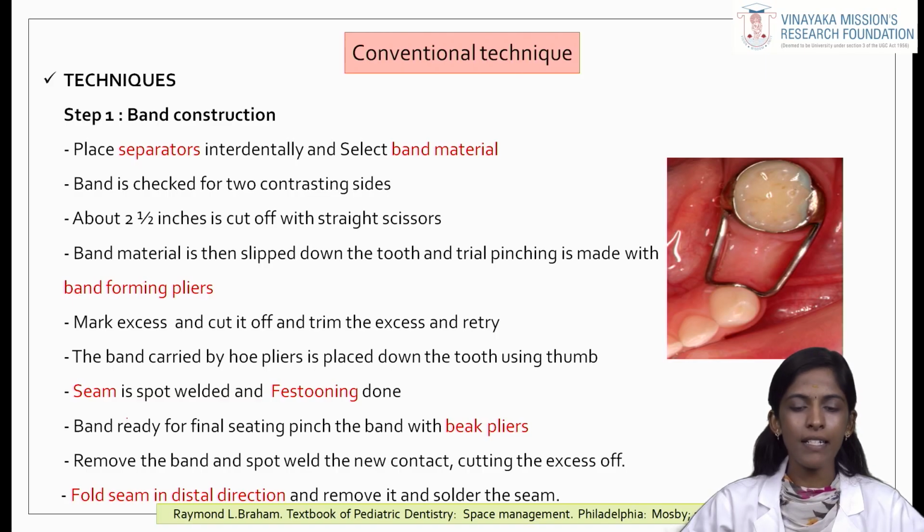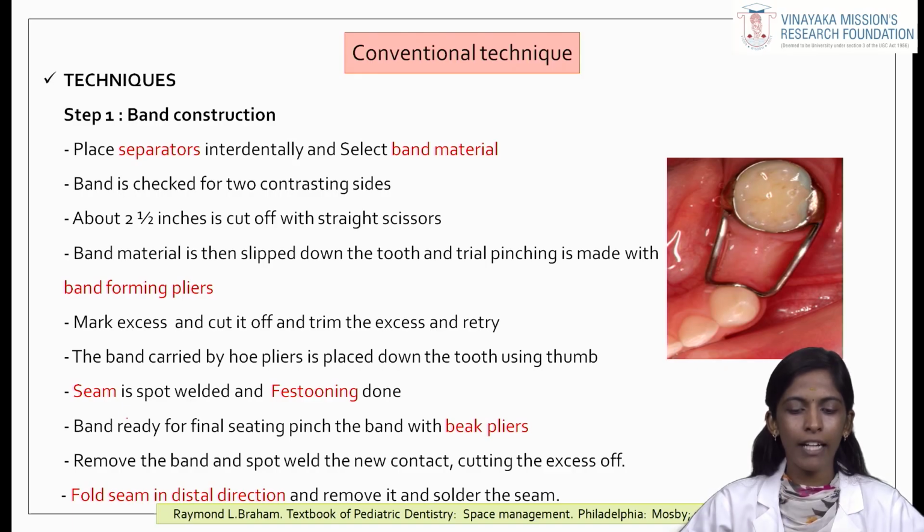Here, place separators interdentally and select the band material. Band is checked for 2 contrasting sides. About 2.5 inches is cut off with straight scissors. Band material is then slipped down the tooth and trial pinching is made with band forming pliers. Mark excess and cut it off, trim the excess and retry. The band carried by hoe pliers is placed down the tooth using the thumb.